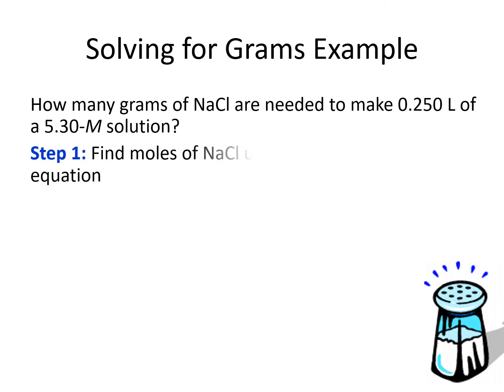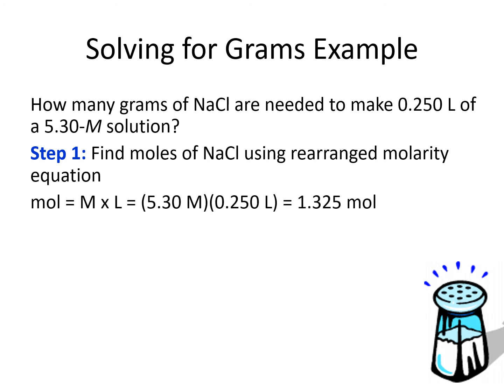So our first step is going to be finding how many moles of sodium chloride are needed to make this solution. We know the volume and we know the molarity, so we can solve for moles using a rearrangement of our molarity equation. The rearrangement is moles equals molarity times liters. So we plug in our molarity of 5.30 molar, we plug in our liters, which is 0.250 liters, and that gives us 1.325 moles that we're going to be putting in.